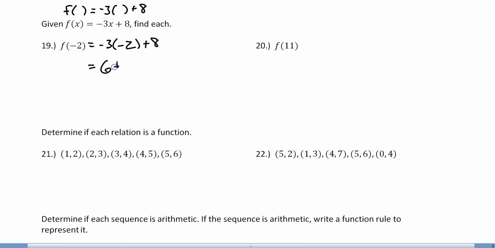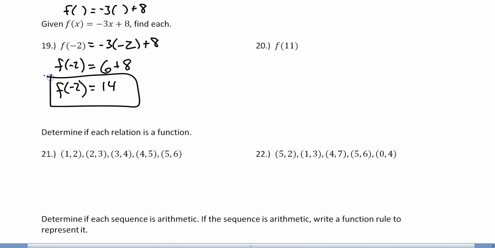And so that gives me 6 plus 8. Which looks like 14. And really, this just kind of tags along for the ride. It's basically saying the function, when it gets a negative 2 plugged in there, gives me a 14. And that's what's nice about function notation. It's input and output side by side. I plugged in a negative 2, I got out a 14.